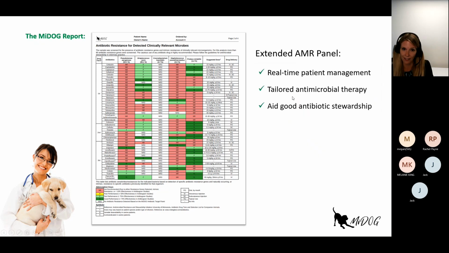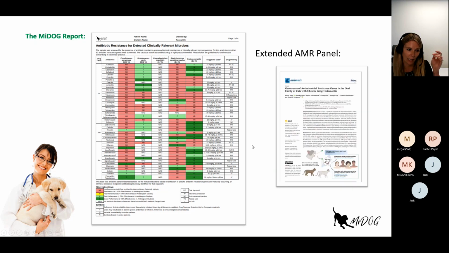As briefly mentioned on the example of canine atopic dermatitis, this allows for real-time patient management and antimicrobial therapy. You will see even resistances of those organisms that are in low abundances and thus aid good antibiotic stewardship. And our antimicrobial resistance panel has been published in a peer-reviewed publication here with the example of cats suffering from stomatitis.